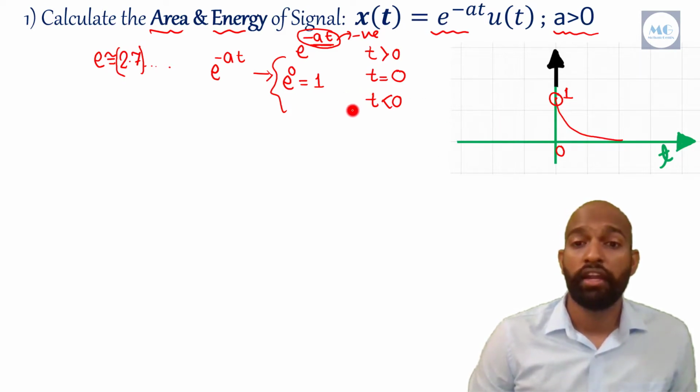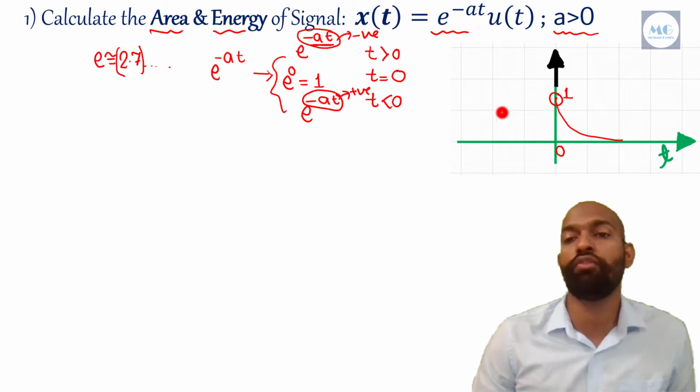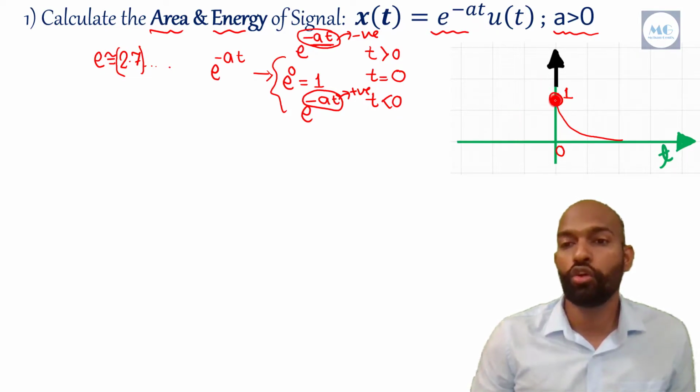And for t less than 0, e to the power minus of at, as t is less than 0, so minus and minus means this whole term will become positive. So anything to the power positive will be increasing in nature, so its value will be like this.